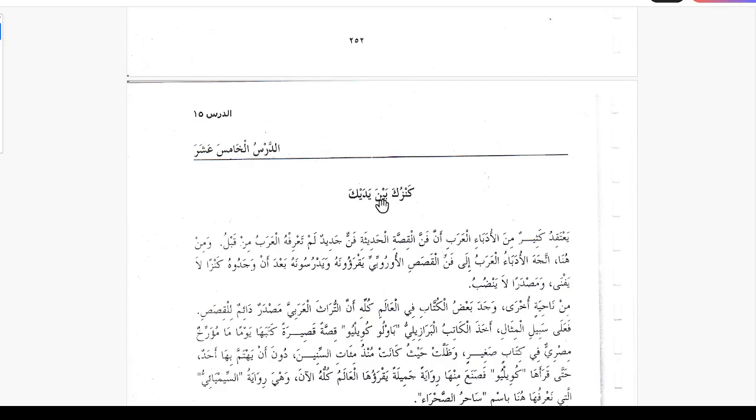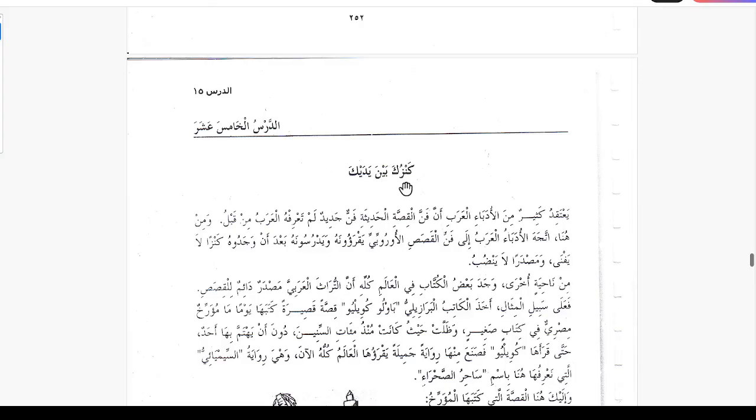Bismillahirrahmanirrahim. We're studying lesson number 15 today. Ad-Darsul Khamisa Ashara. Kanzuka Baina Yadaik. Your treasure is in your hands.